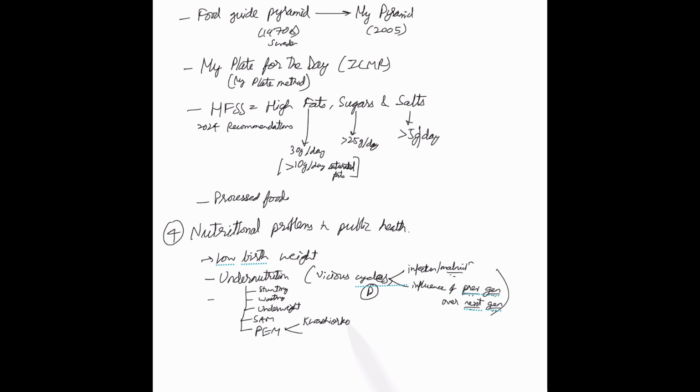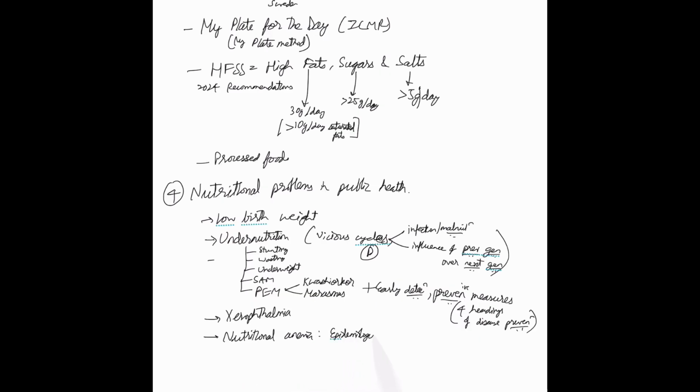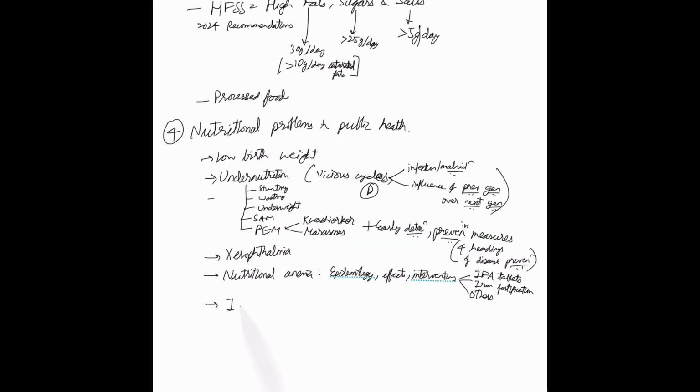So under undernutrition, we have stunting, wasting, being underweight, severe acute malnutrition, and protein energy malnutrition, which is of kwashiorkor and marasmus, the two types. And a short note on early detection and preventive measures under the four headings of disease prevention. Then we have xerophthalmia, nutritional anemia, the epidemiology, effects, and various interventions to tackle the same, like IFA tablets, iron fortification, and other methods. Then iodine deficiency disorders, endemic fluorosis, and neurolathyrism. The toxin causing neurolathyrism, the disease stages, there are around four stages, and interventions to prevent the same.